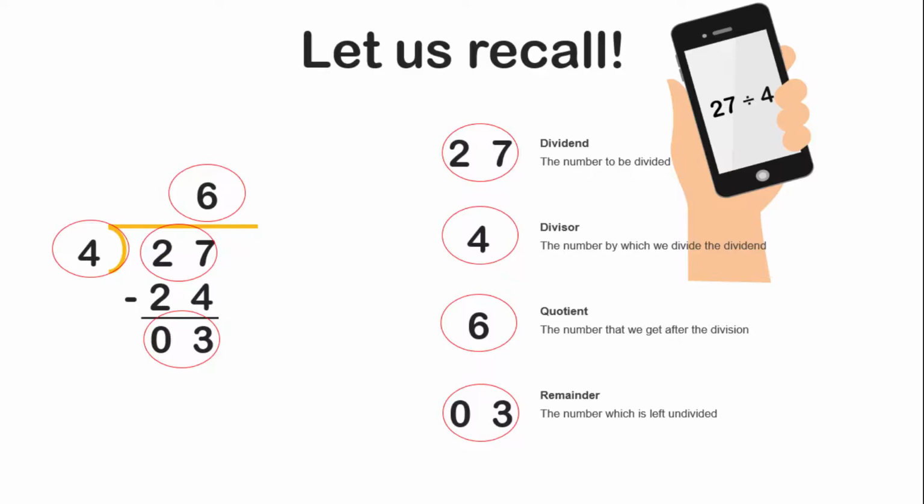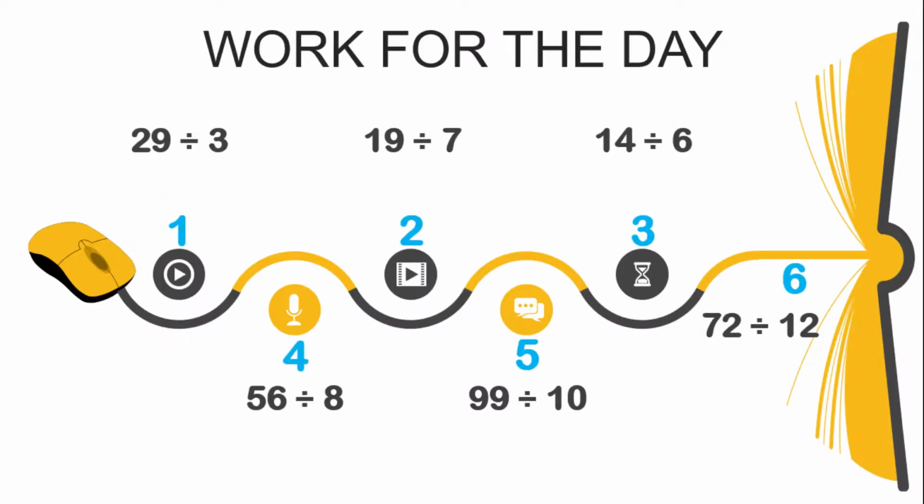So this is what you already know, and today I want you to solve the following questions. The number 1 question that you will be solving is 29 divided by 3. The second one is 19 divided by 7. Third question is 14 divided by 6. Fourth question is 56 divided by 8. Fifth question is 99 divided by 10, and the sixth one is 72 divided by 12.